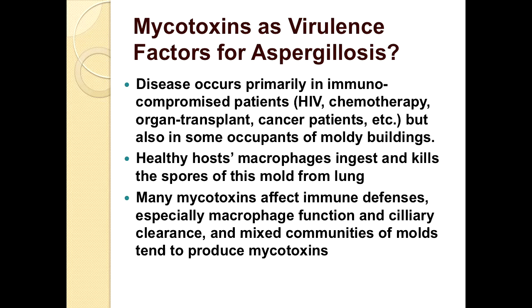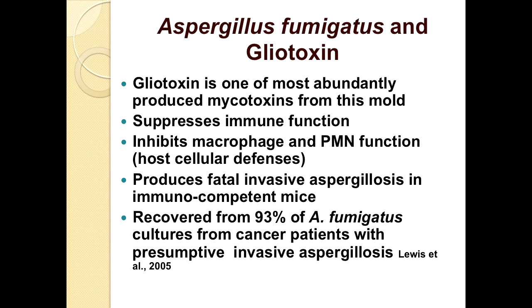The disease occurs primarily in immune-compromised patients, but also in some occupants of moldy buildings. And in healthy hosts, macrophages ingest and kill this mold generally. Many mycotoxins affect immune defenses, but also things like the mechanical defenses of the lung, ciliary clearance, macrophage, and so on. Well, gliotoxin is the most abundantly produced mycotoxin. It suppresses immune function. It inhibits macrophage and PMN function, so it's host cellular defense. It produces fatal invasive aspergillosis in immune-compromised mice, and it's recovered from 93% of A. fumigatus cultures from cancer patients with presumptive invasive aspergillosis, according to a study by Lewis.